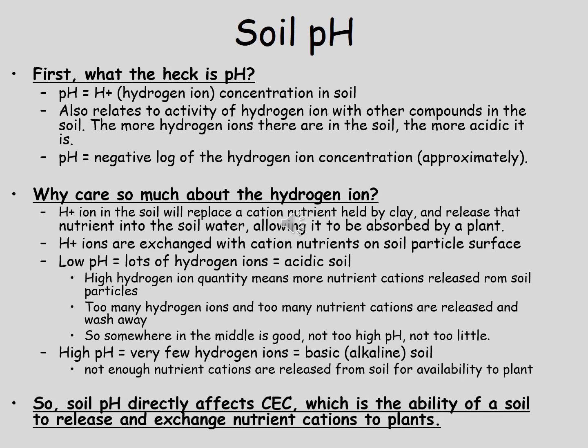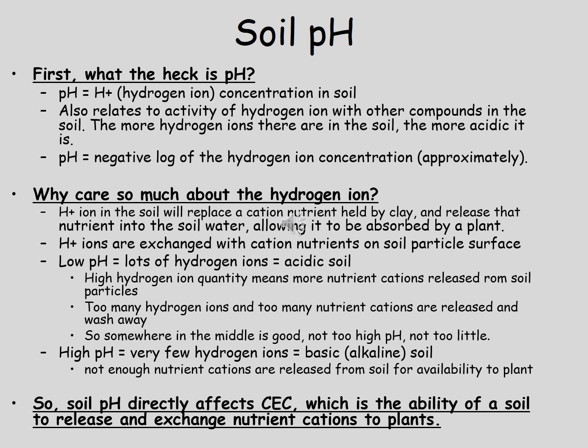pH. Soil pH is a really important property regarding plant growth. What is pH? pH is the hydrogen ion concentration in the soil. Hydrogen ion is a cation, has a positive charge, and it's the thing that's in the soil and in the soil water that will bump nutrients off of the clay and make them available to plants. So it's important. It relates to the activity of that hydrogen ion with other compounds, like the nutrient ions. Technically, it's the negative log of the hydrogen ion concentration, approximately.